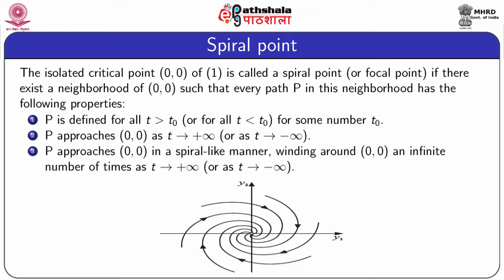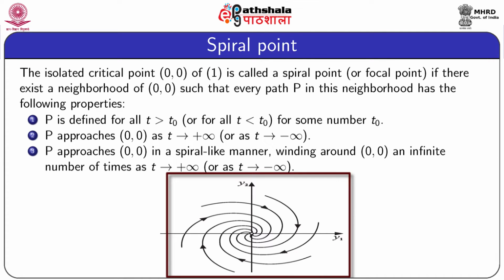If you now look into the figure, p can be any point somewhere here or here or here. So, it approaches (0, 0) as t tends to plus infinity, moving in a spiral manner, and it will not pass through the point (0, 0), but it will wind around this point (0, 0) in a spiral-like manner, as t tends to plus infinity or as t tends to minus infinity. This figure is about t tends to plus infinity because the arrow is in the direction towards the origin. If it moves out of the origin, then it should be t tends to minus infinity.